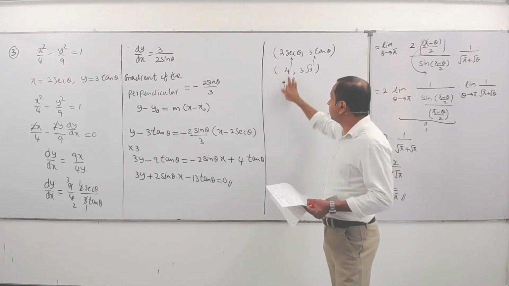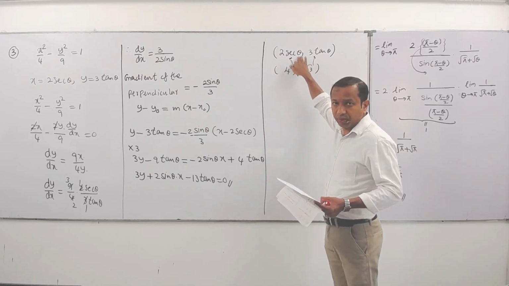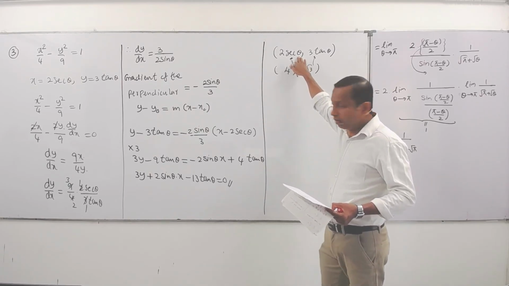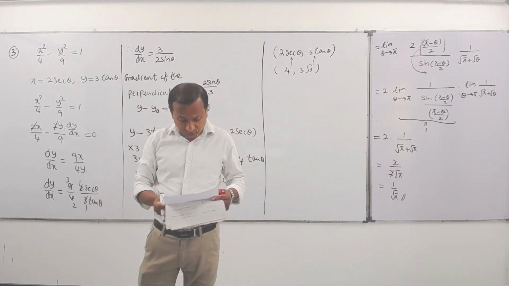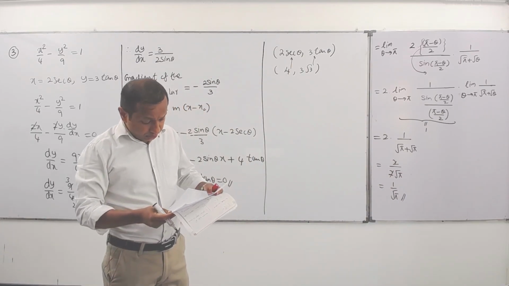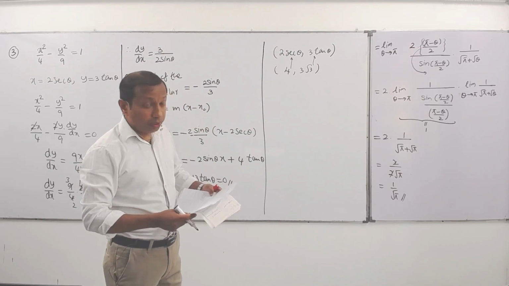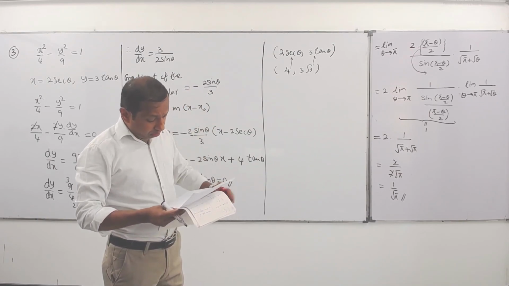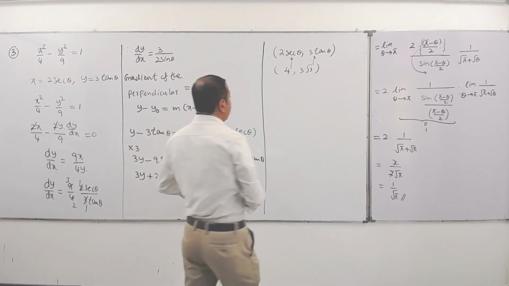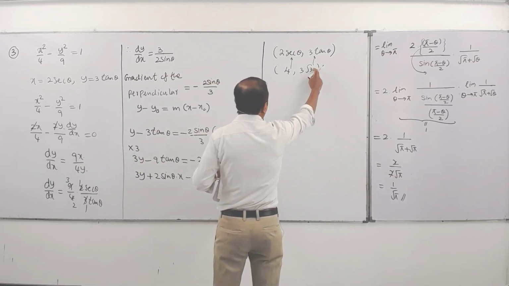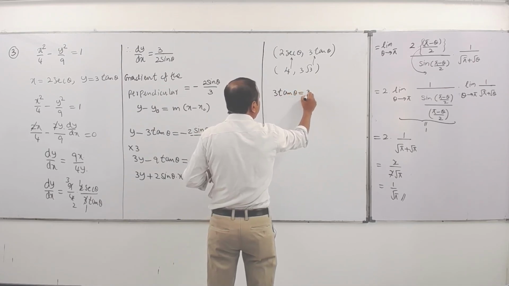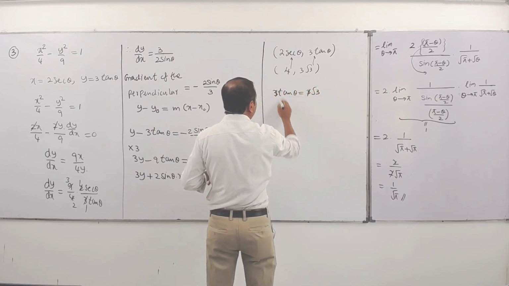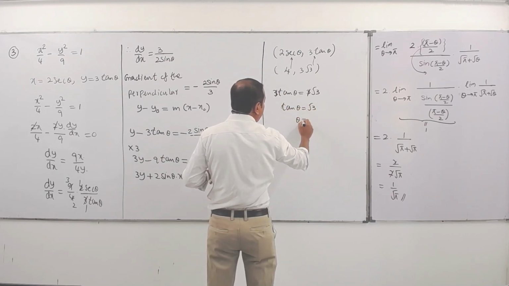Okay. To get this point, the corresponding theta can be found. The theta figure you can put here, then we get the equation of the perpendicular at the point 4, 3 root 3, right? Alright, so if I do so, I am going to equate this and this. 3 tan theta equals 3 root 3, this and this we can cancel down. Then tan theta equals root 3, theta equals pi by 3.